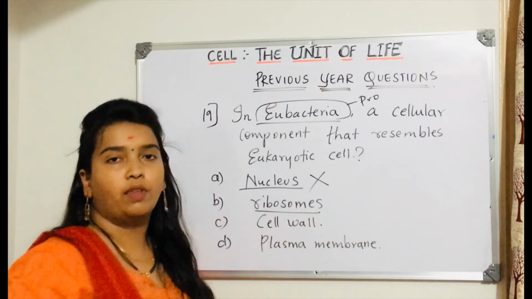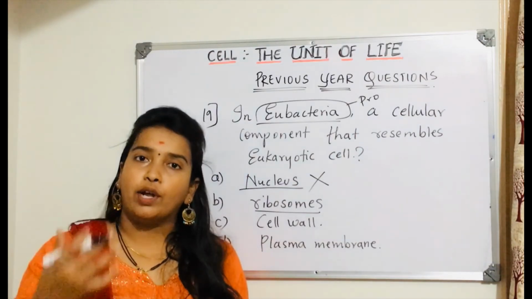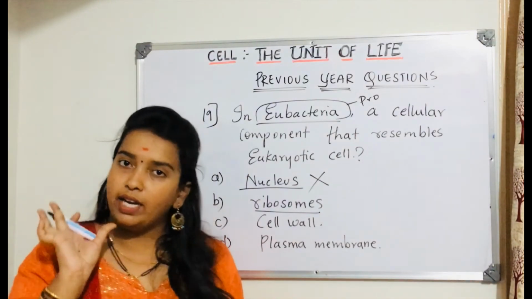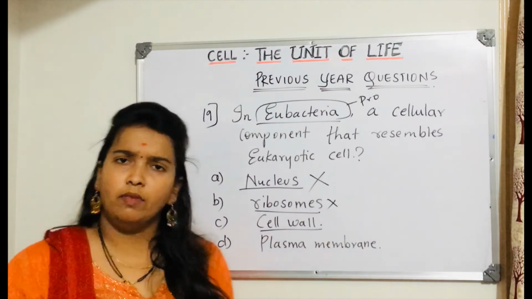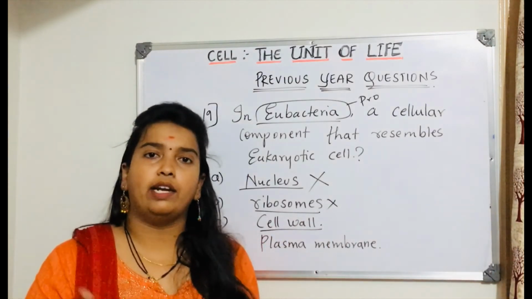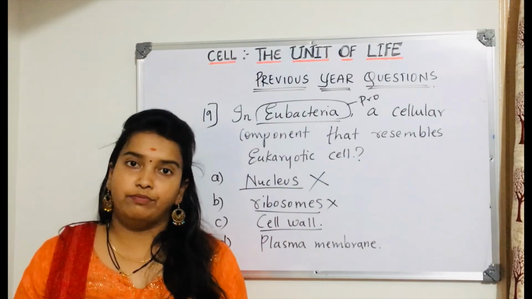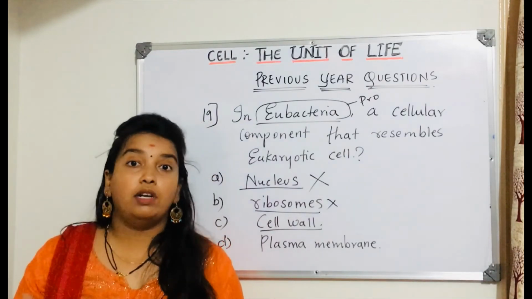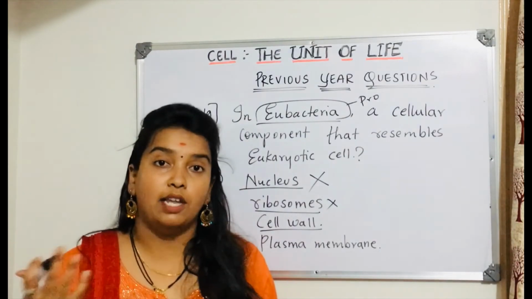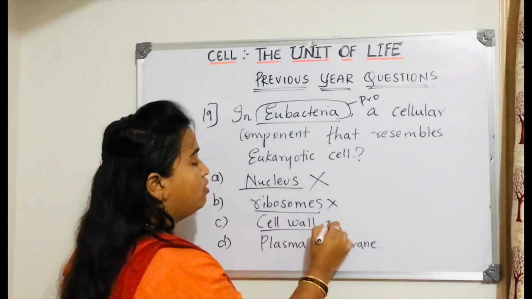Ribosomes, yeah, both of them have ribosomes, but there is a difference. Prokaryotes have 70S, eukaryotes have 80S, so this also cannot be the option. Cell wall, yeah, in plant cells we have a cell wall, and bacteria also have a cell wall, but the component is different. In plant cells it is made up of cellulose. Here it is made up of peptidoglycan, so this is also wrong.